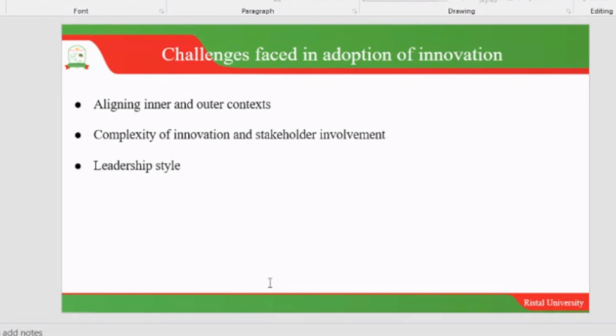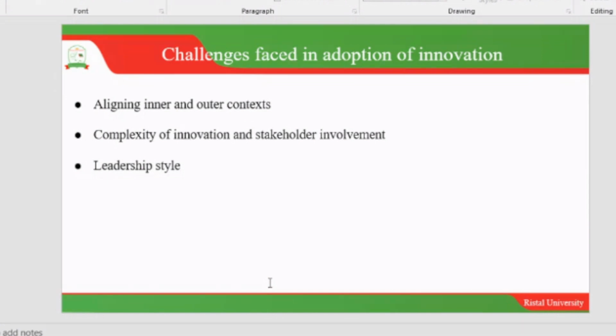So the challenges that are faced in adoption of innovations include aligning inner and outer contexts. Aligning your innovation, which is the outer context, with the inner context, or what has been there, can be very challenging. Then the complexity of innovation and stakeholder involvement. Like I said, in the healthcare system, we have a lot of stakeholders whose ideas and opinions need to be attended to so that you can have your innovation adopted.